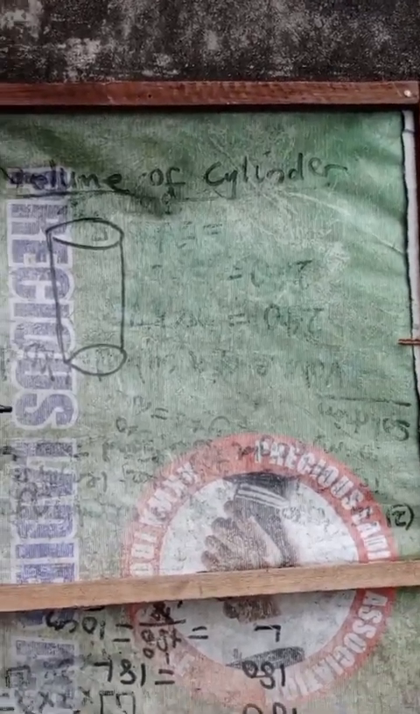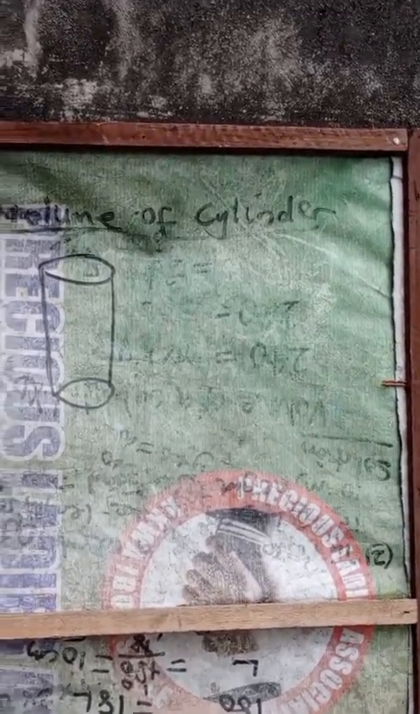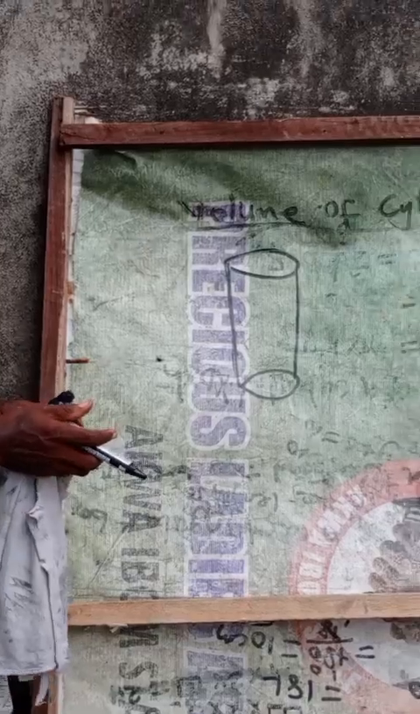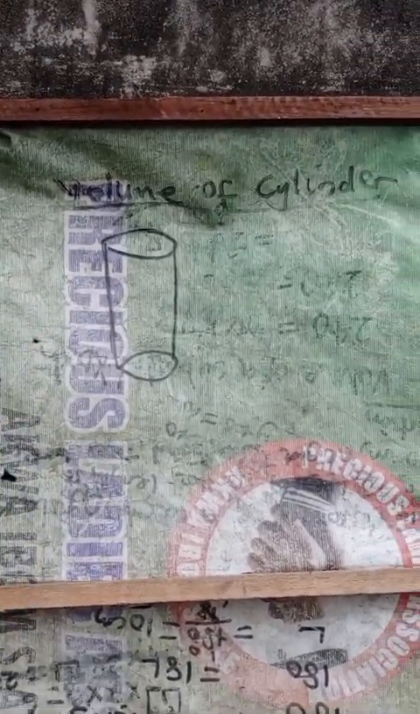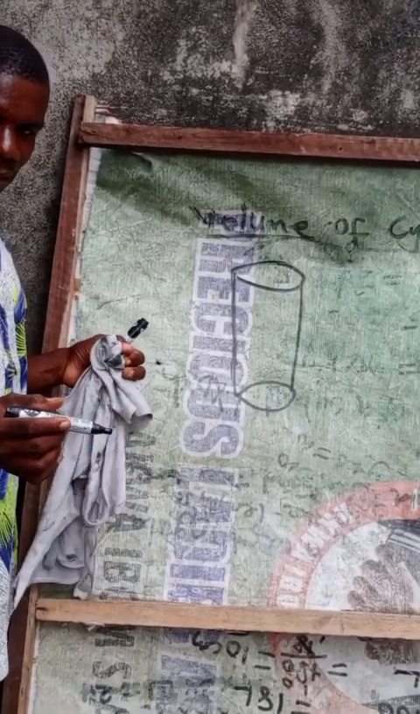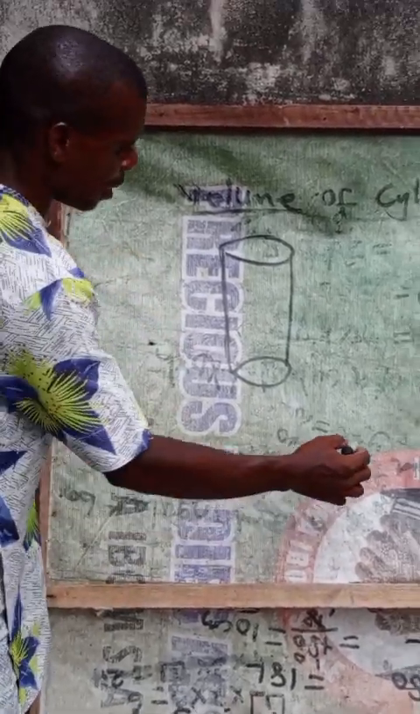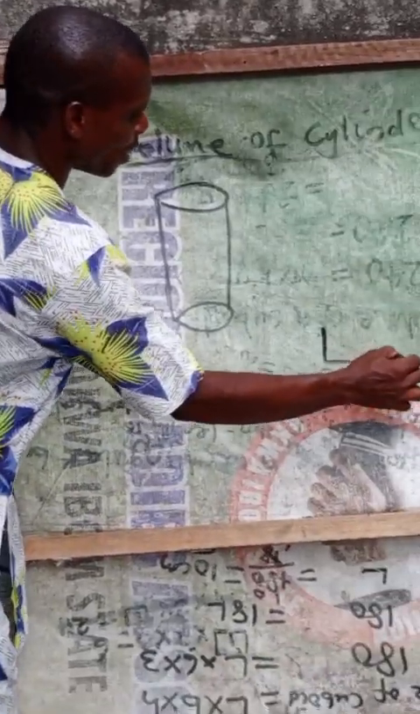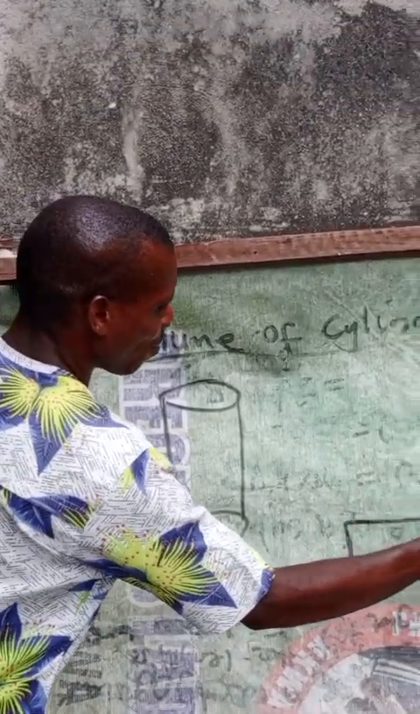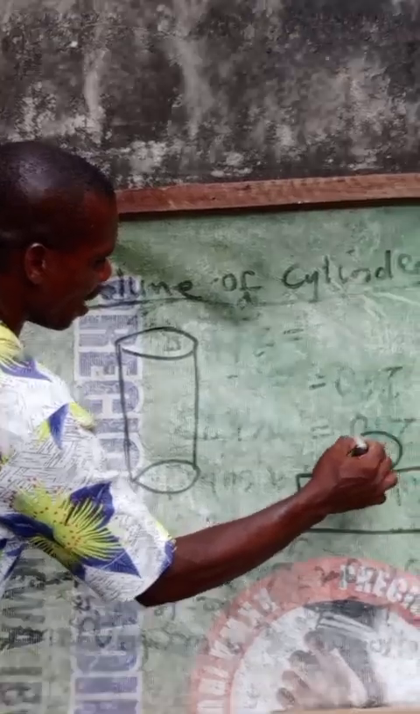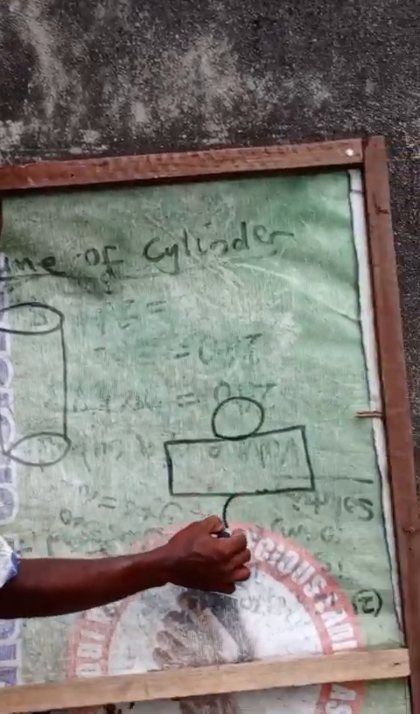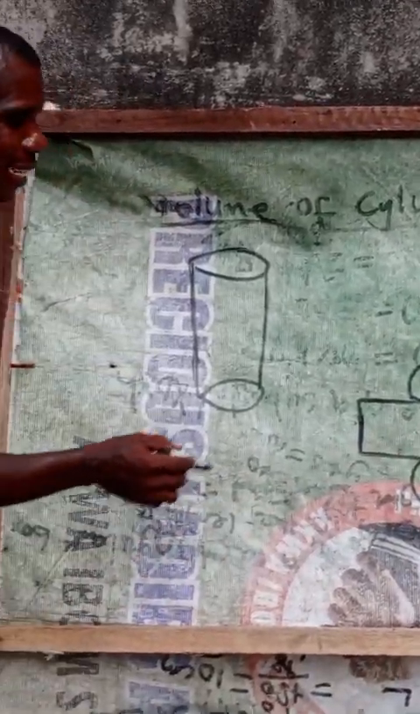This one on the board, we have the net. This is the shape, and this is the net. If you have a molten, by the time you dismantle it, the molten will be in this form. Then the cover will be there, then this bottom will be there. That is the net.